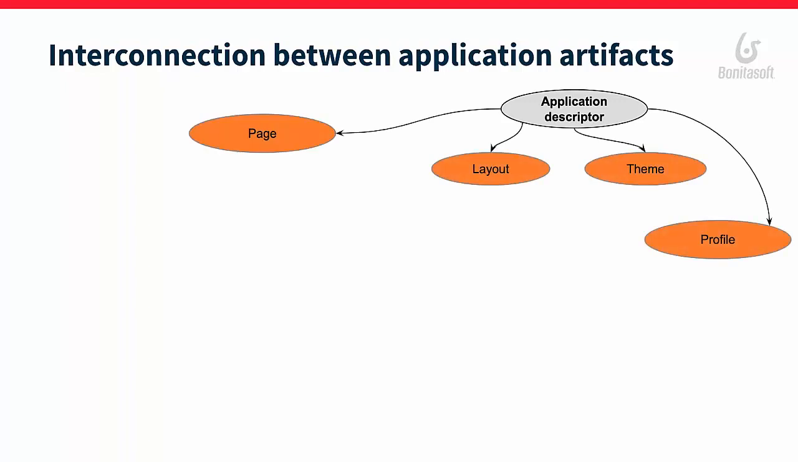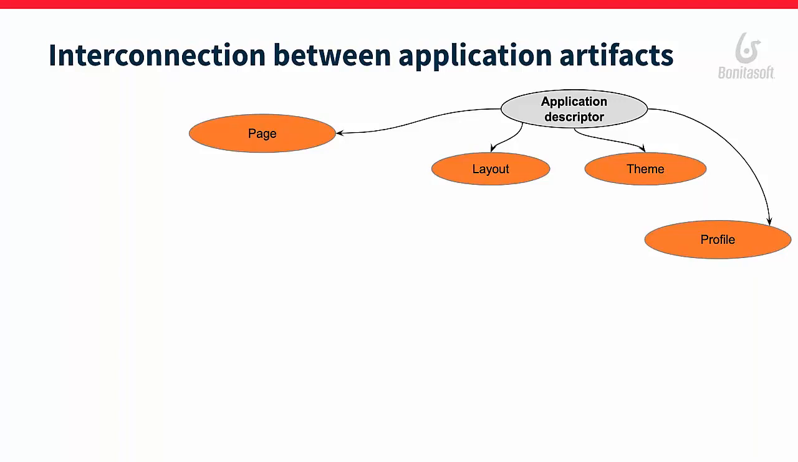How is it connected? Because as I said, it is structured. So your application will be based on an application descriptor. On community, this descriptor is an XML file. In subscription edition, it will be based on a wizard. This application descriptor is linked directly to pages, to the layout and the theme that can be customized, and to profiles. The profiles in community are restricted to the user and admin profiles, but in subscription, for example, you can define custom profiles that can have different roles.